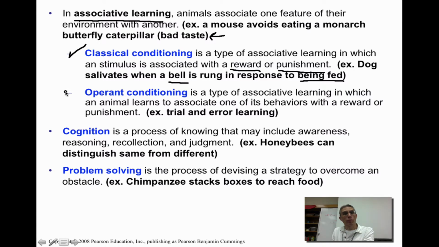Now, the other type of associative learning is something called operant conditioning. This is going to be a type of associative learning in which an animal learns to associate one of its behaviors with a reward or with a punishment.